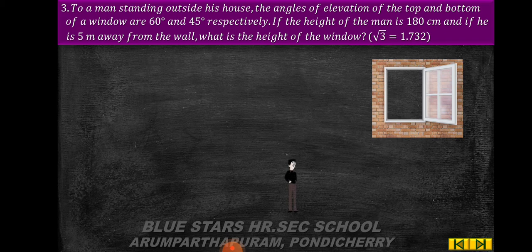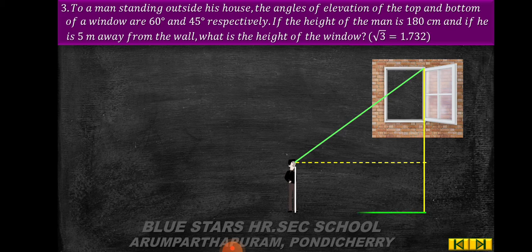So there is a window, and there is a man standing outside of his house. The angles of elevation of the top and bottom of the window are 60 degree and 45 degree respectively. So this is 60 degree and the other angle is 45 degree. That is, the top angle of elevation is 60 degree and the bottom of the window elevation is 45 degree.